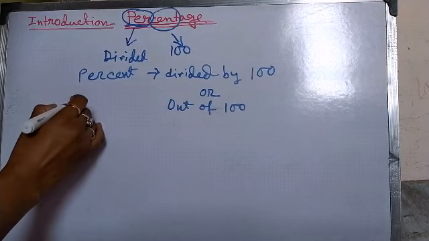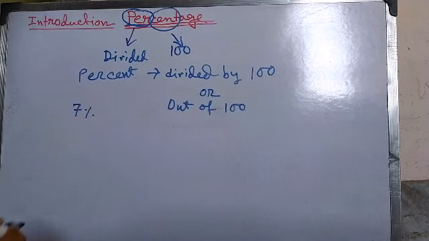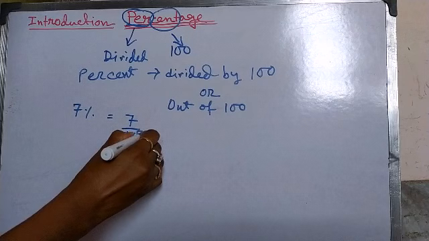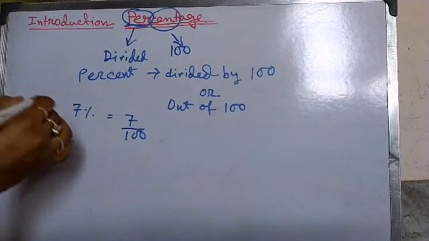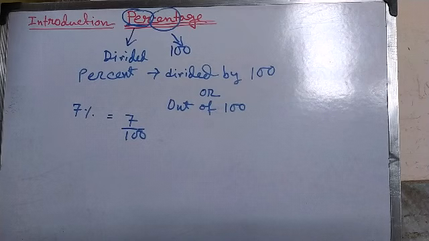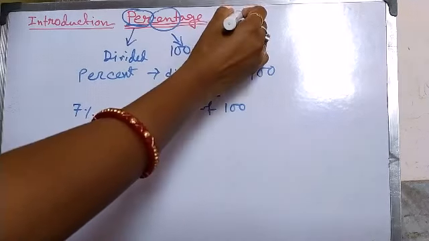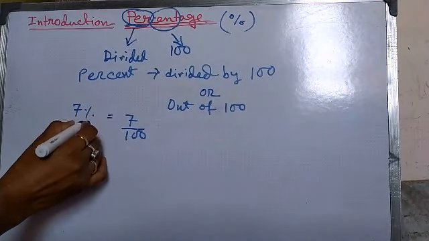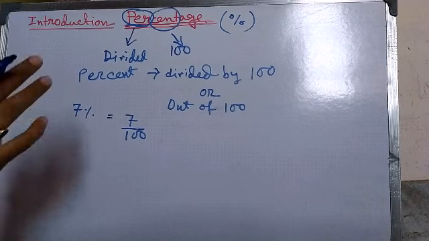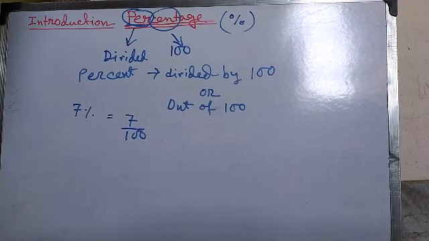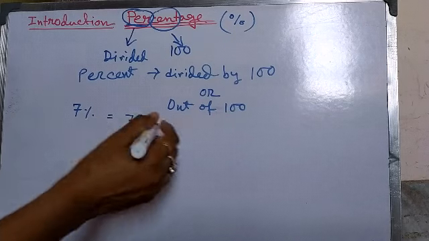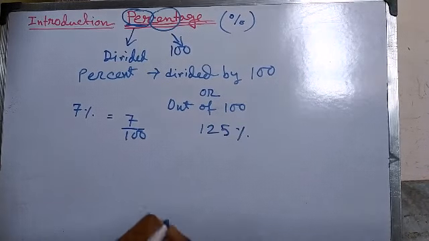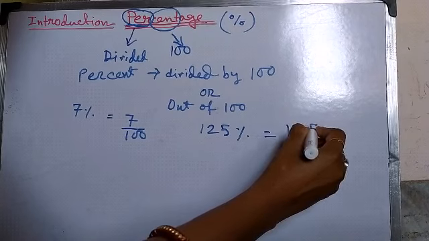So actually percent, that means suppose 7%. 7% means divided by 100. That means out of 100, 7 is the mentioned part. So 7 by 100. Here the symbol of percentage is this one. So percentage means divided by 100 or out of 100. Suppose 125%. 125% means 125 out of 100.